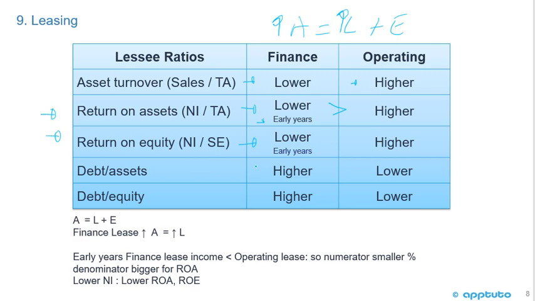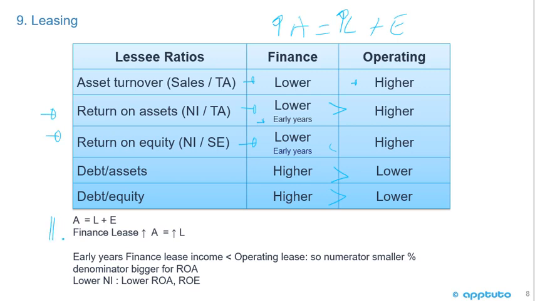My debt to assets is going to be higher. Why? Look at my debt. My liabilities have gone up. Even though my assets and my liabilities have gone up, my debt to assets is going to be higher under a finance lease. And my debt to equity is going to be higher as well because I've got the higher debt. So again, down here, just a little bit of a reminder.